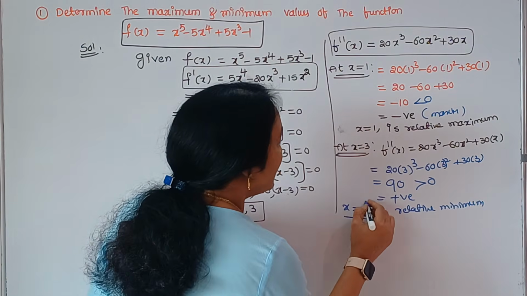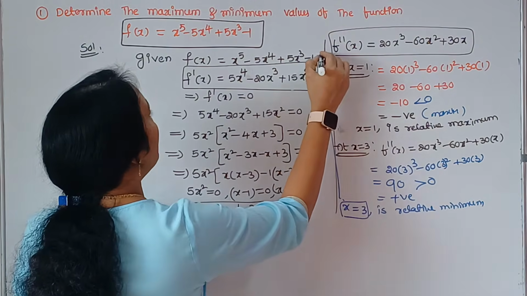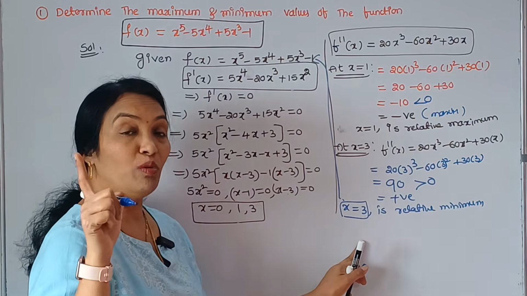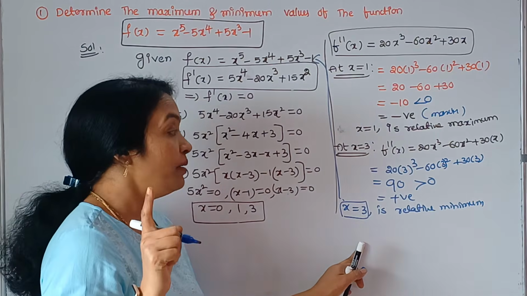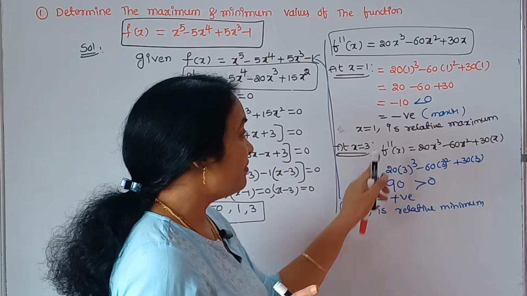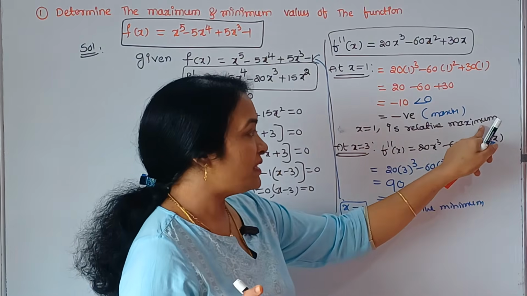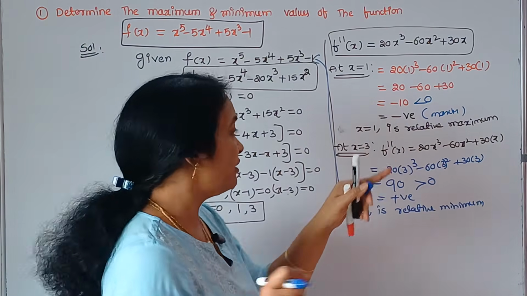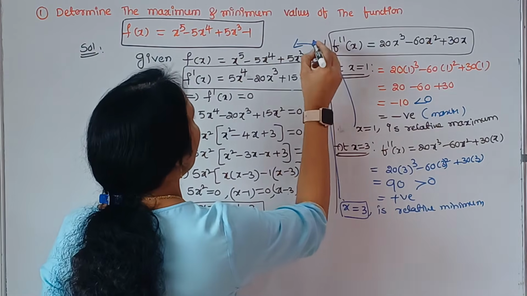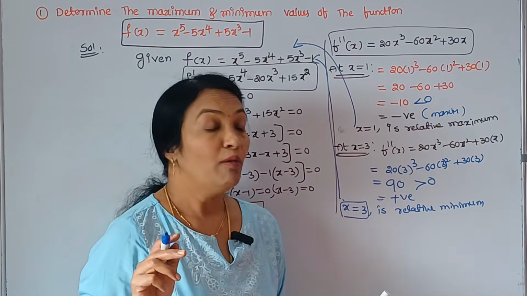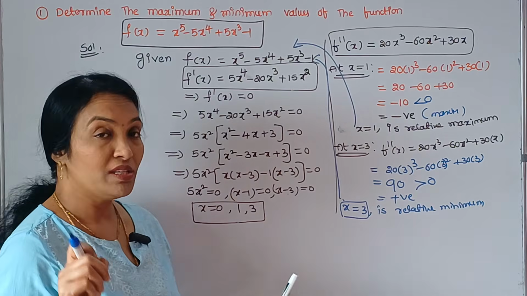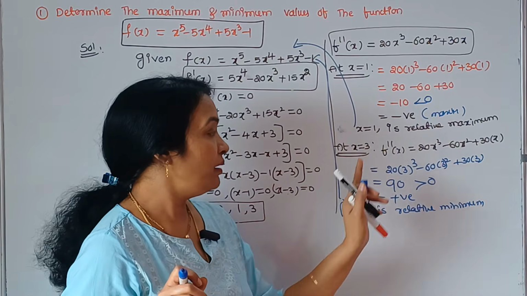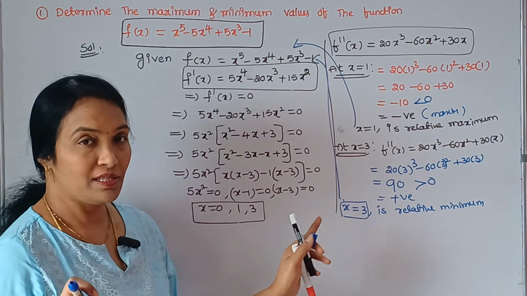Put this x is equal to 3 in our main function. Please comment what is our f of 3, the minimum of that function. What is our maximum? This is a relative maximum. What is the maximum value for that function? Put x is equal to 1 in our f of x. Comment. What is the value at x is equal to 1 of the function? What is the value at x is equal to 3?